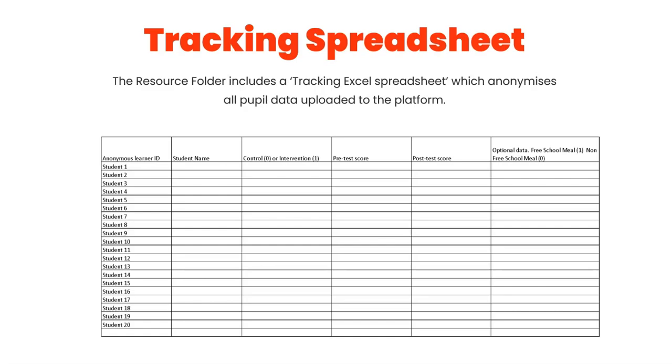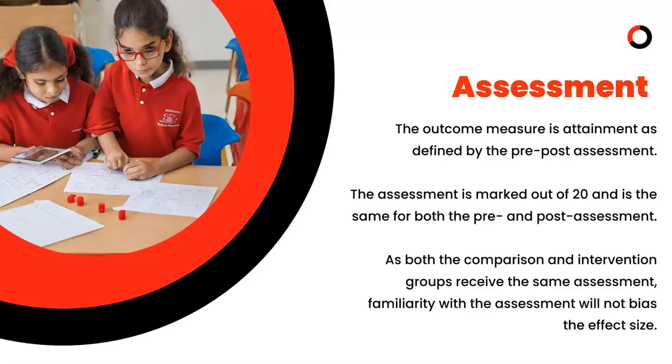You'll find in the resource folder a tracker spreadsheet. This allows you to link an anonymised learner ID on the What Works Teachers platform to a student. And then you just record on here whether they are intervention or control with their pre-test score and post-test score. It is optional to record their free school meal status. The assessment outcome is the attainment as defined by a pre-post assessment. This is marked out of 20 and is the same for the pre and the post. As both the comparison and intervention group receive the same assessment, familiarity should not bias the effect.